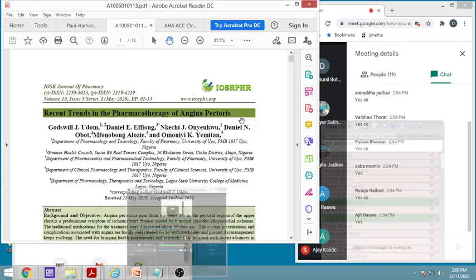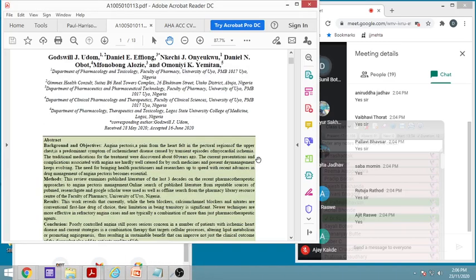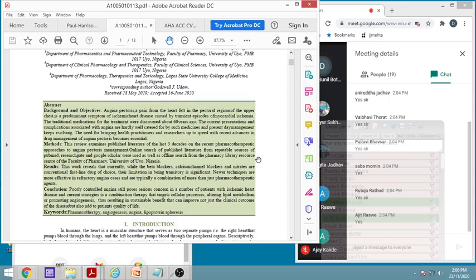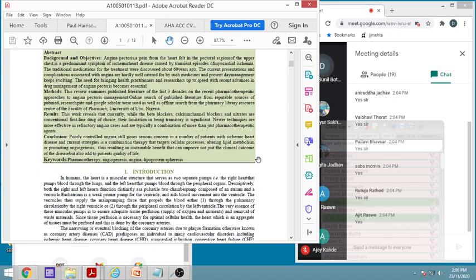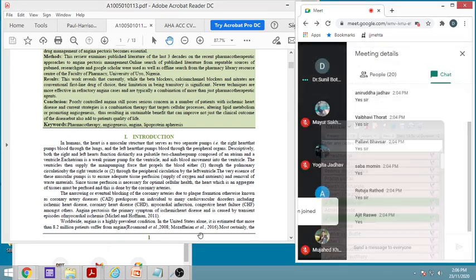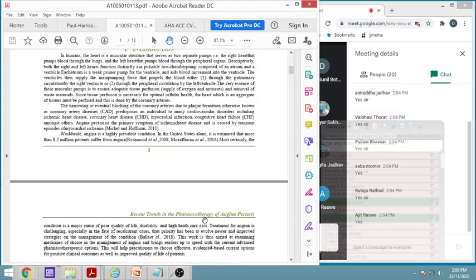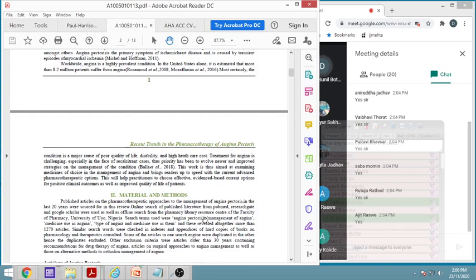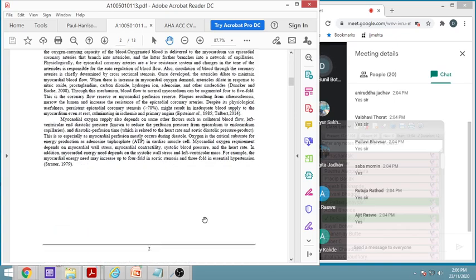Which are acting on angina pectoris. Now let us see what other things are there with angina pectoris. That is what we know about angina pectoris. And we have seen what are the basic problems with angina pectoris.